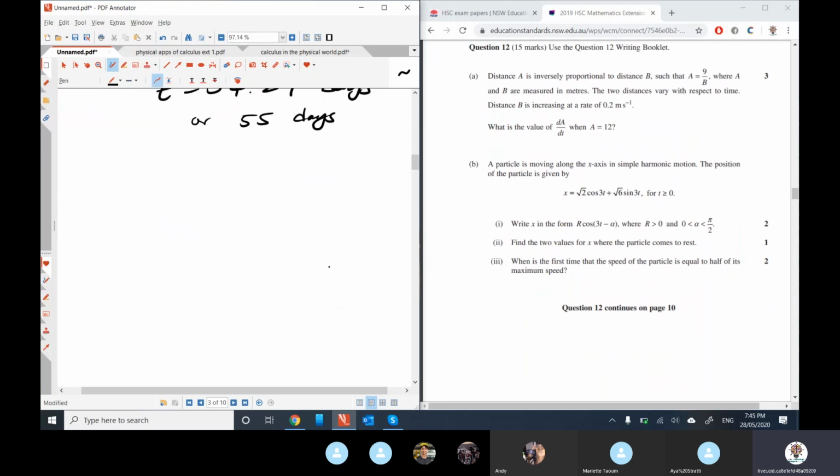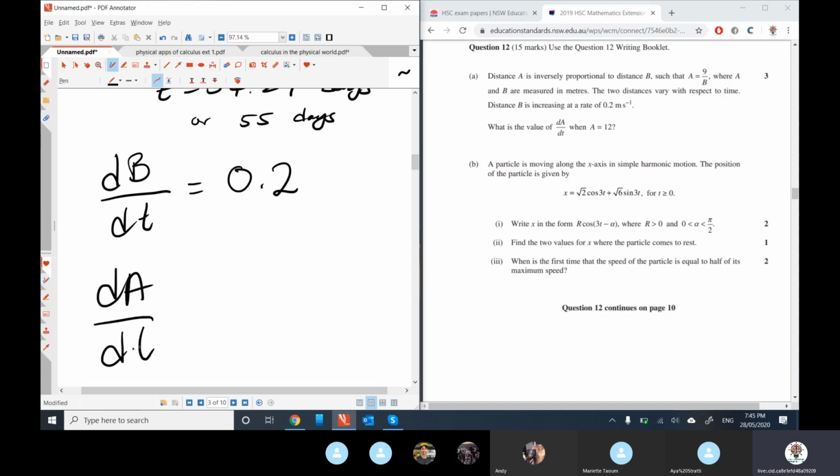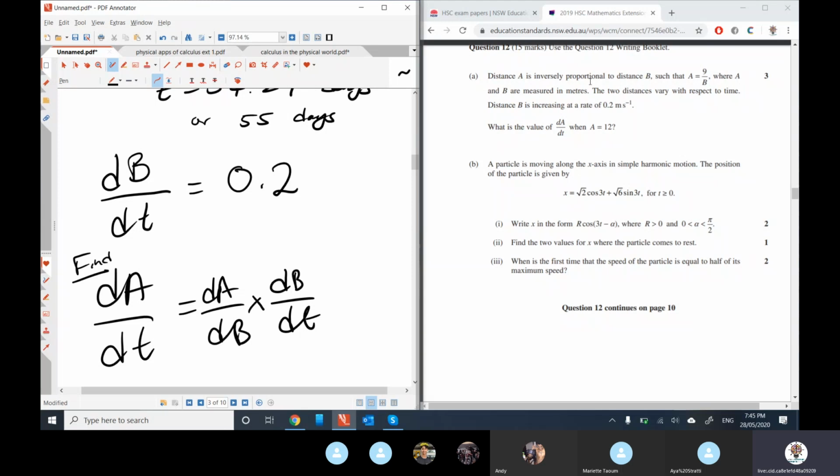Do we agree with that? dB/dt is 0.2. It's saying find dA/dt. So Andy, what do you think you're going to write? dA/dB times dB/dt. You already have dB/dt. You need dA/dB. Do you have a relationship between A and B somewhere here?